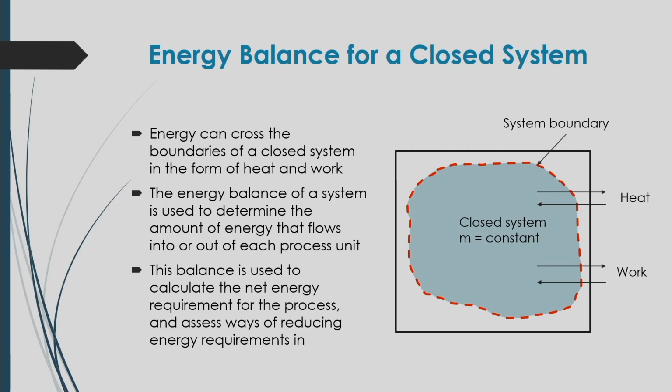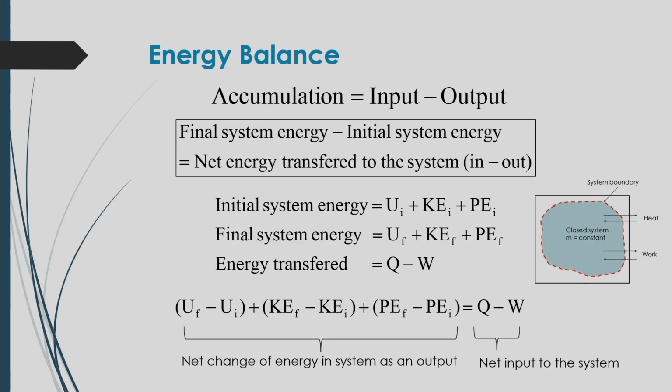The energy balance of the system will be used to determine the amount of energy that flows into or out of each process unit. These systems can be regarded as one process unit also, and the balance is used to calculate the net energy requirement for the process, and then to assess ways of reducing energy requirements in the systems. After defining the system boundary, you have to do the energy balance. To do that, you have to know the basic energy balance equation.